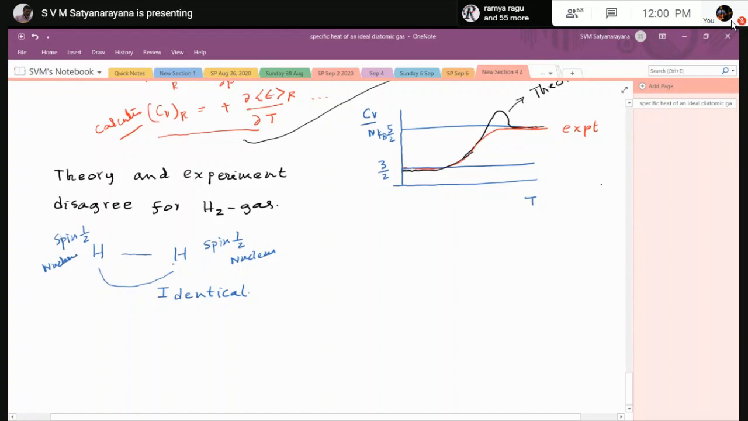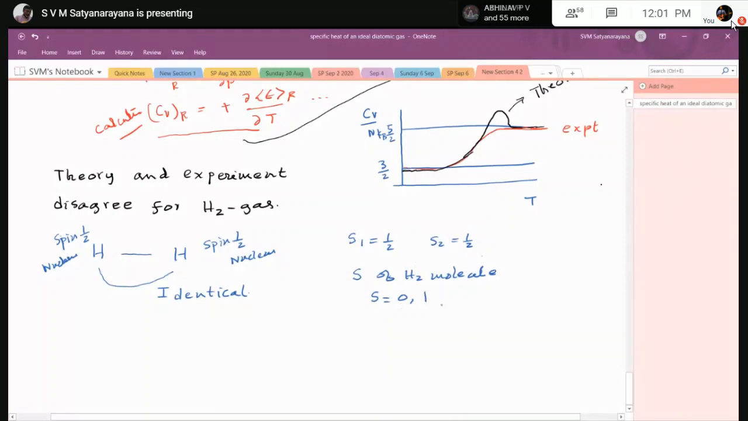So because of that, when it becomes a hydrogen molecule, it is like addition of two spin half particles. S1 is equal to half and S2 is equal to half. Then the total spin S of the H2 molecule will have 0, 1. This is addition of angular momentum.